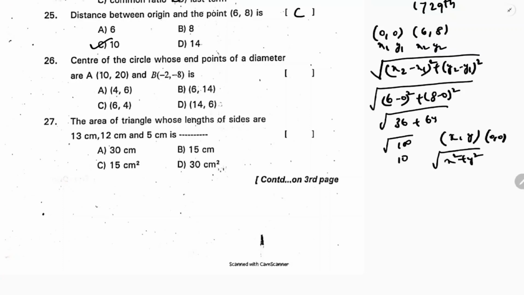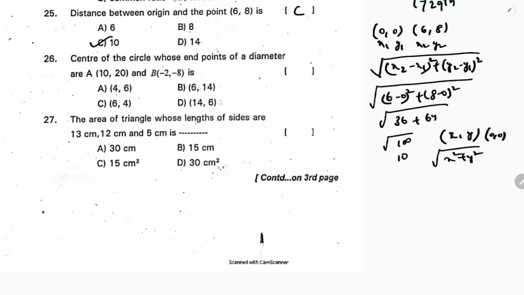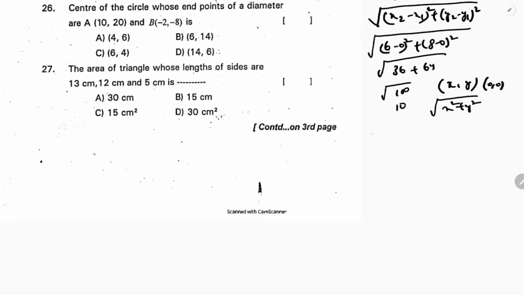Next one. Center of a circle whose endpoints of a diameter are given. So endpoints are given. We need to find the center. Now see here. So A and B are given here. A is 10, 20 and B is minus 2, minus 8.